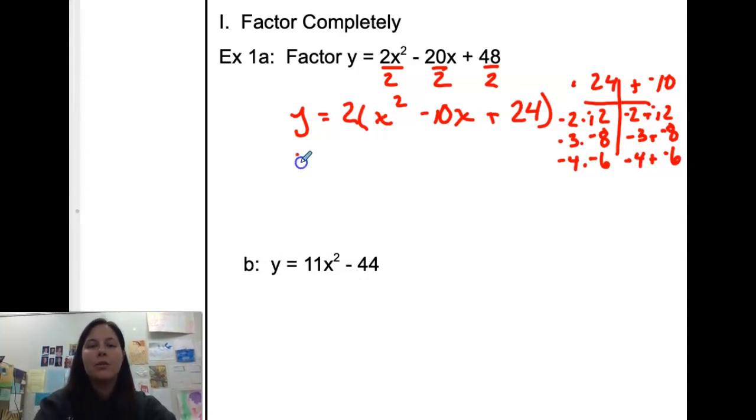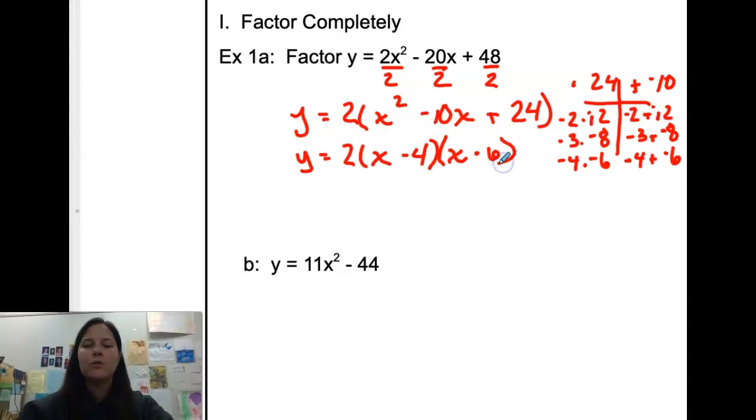So as we go back, we're going to keep that y equals. We're going to keep the GCF of 2, and we found that the x minus 4 and x minus 6 were the two values that worked to multiply to a positive 24 and add to the negative 10.